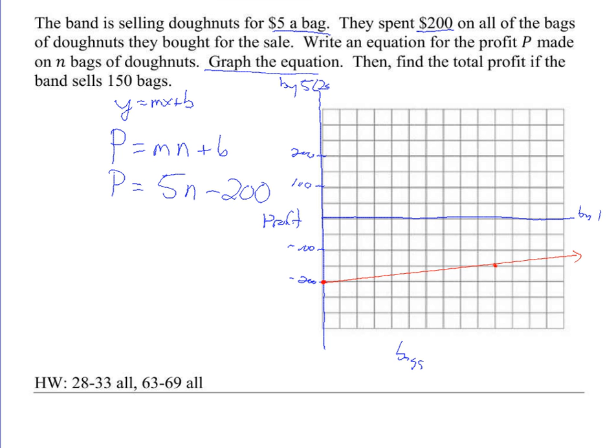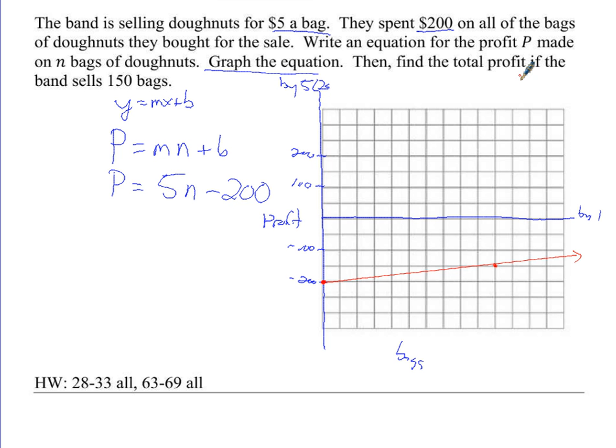Okay, write an equation, we did. Graph the equation, we did. Find the total profit if the band sells 150 bags. Before I do that, let me ask you this. Will this line ever go back to 0 here? Will they ever make a profit? Yes. Eventually, they will sell enough bags to make a profit. Okay? So down the road, I could ask you something like, how many bags do they have to sell in order to break even? And then after that, they start making money. But I'm not asking you that here.